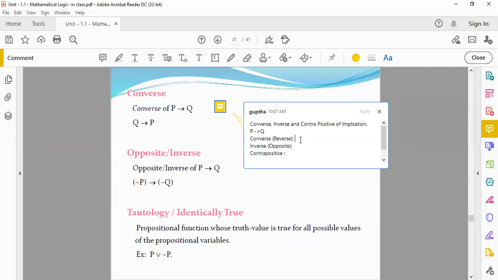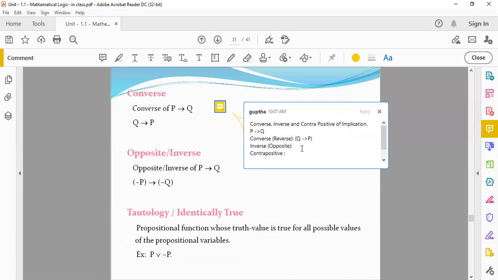See here, the first two are easy to tell you. Converse is the reverse of implication. My statement is P implies Q. And simply what is the reverse here, guys? It is Q implies P. And if you want to mention it like that, it's a better option.